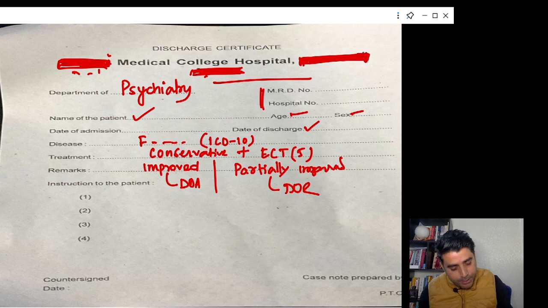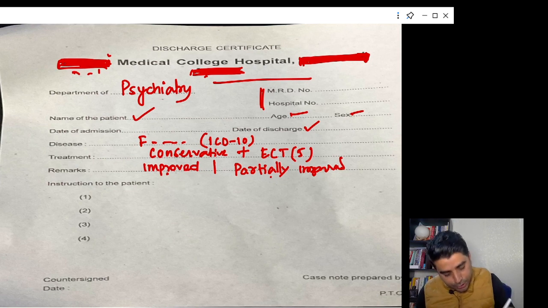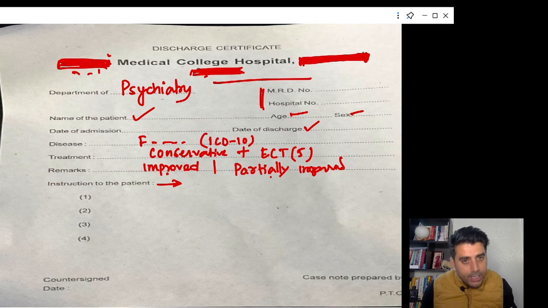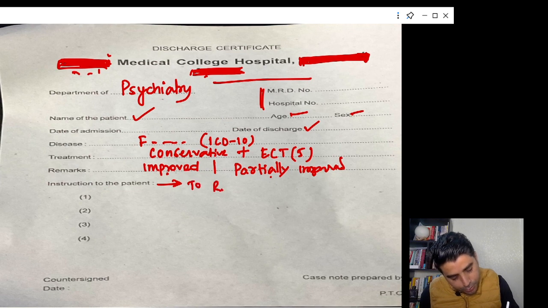Now I am removing this space because this space is important for other things. Why? Because you need to give some instructions to the patient also. What instruction will you give? Like a review, for coming for the review: to review in psychiatry OPD.